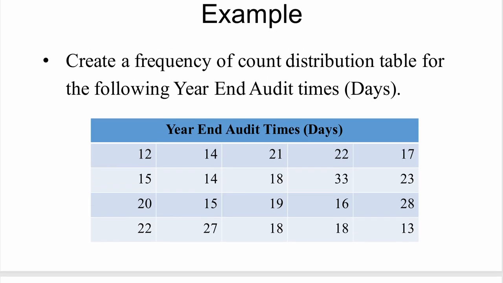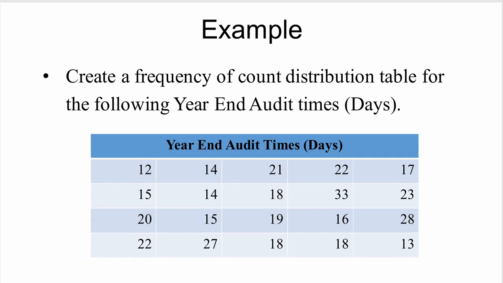So let's start with a very simple motivating example. In an accounting firm, they have a number of days they use to audit a company. Here in this raw form is the number of days that were accounted for the year-end audit times. So in some cases, they use 12 days, 15 days, 20 days, 22 days, 14 days, another 14 days, 15 days, and then 27 days. So the year-end audit times that were recorded for the organization is what you see here.